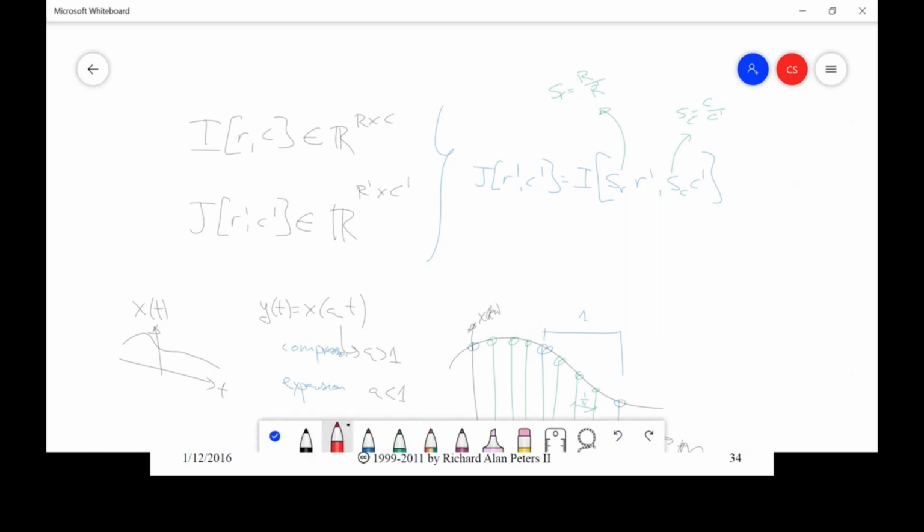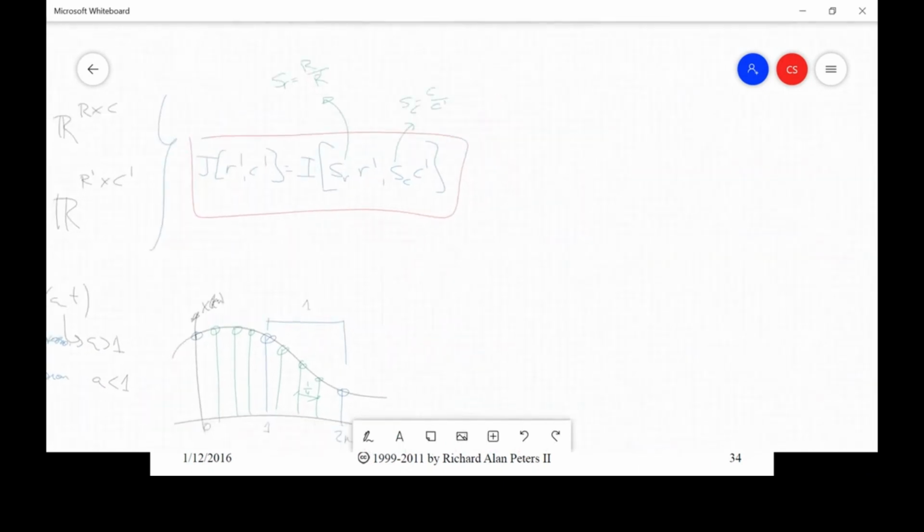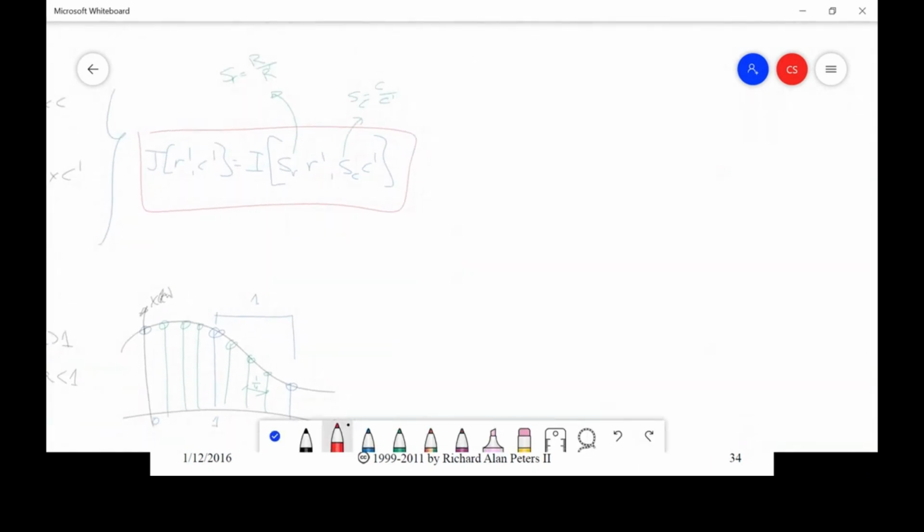Okay, so then let's look at this equation. What is it telling us? Let's say that you want to know what is the value of J at R prime, C prime. Then you have to compute something that in the space of the input image I has this coordinate. So it has the coordinate R equals SR times R prime, C equals SC times C prime.